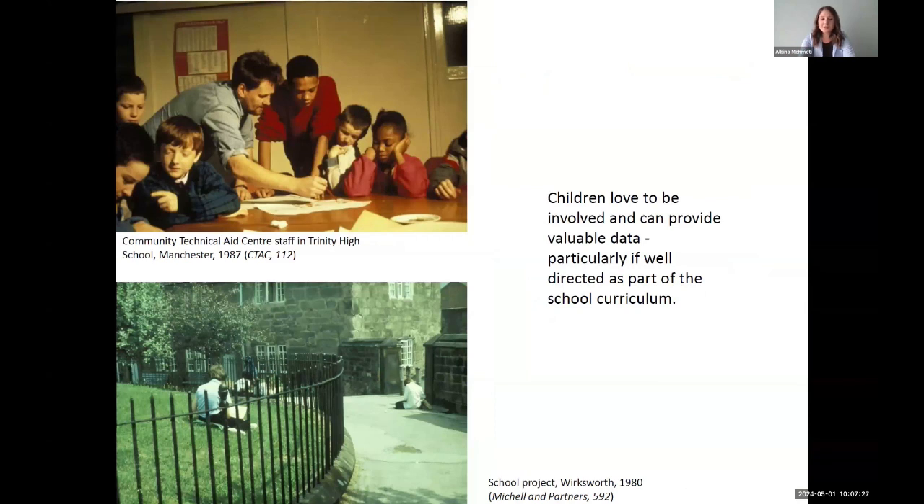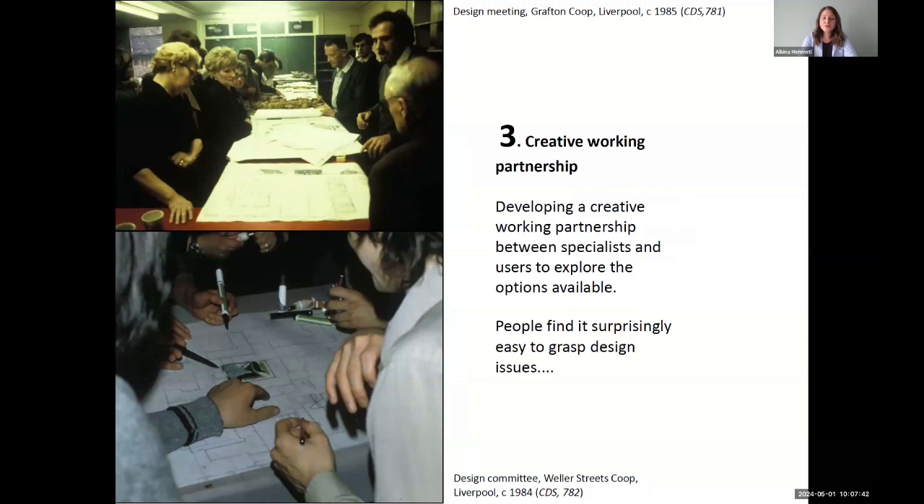Also, we cannot deny that children can also benefit, and we also can benefit from children. So they should also be involved and can provide valuable data. The third one is creating working partnerships. So developing a creative working partnership, which can be between specialists and others, such as users and locals, can also help explore the options available for one project.